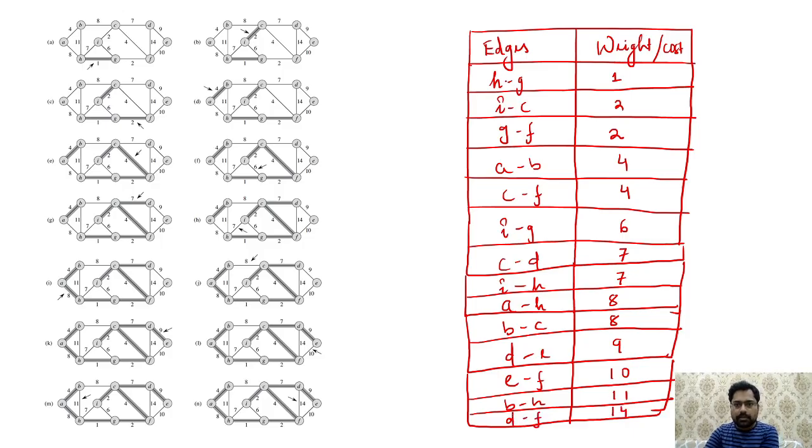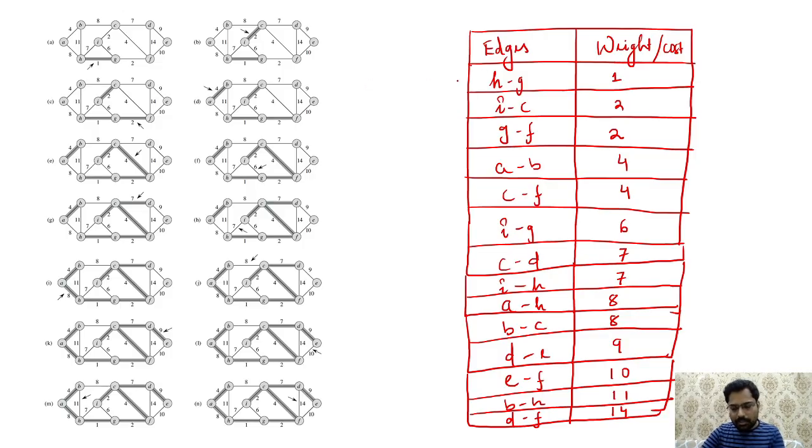So number of edges are 1, 2, 3, 4, 5, 6, 7, 8, 9, 10, 11, 12, 13, 14. Okay, 14 that we have collected.